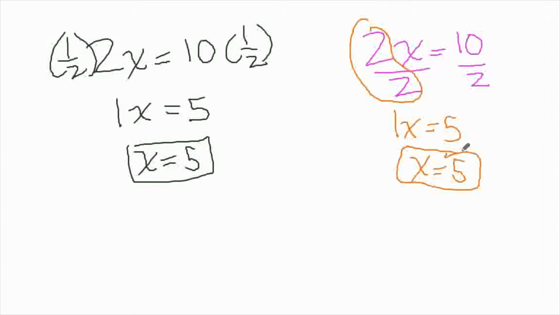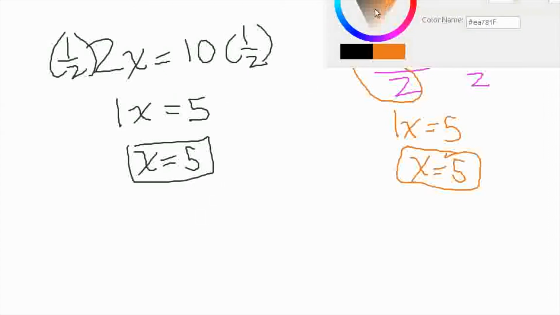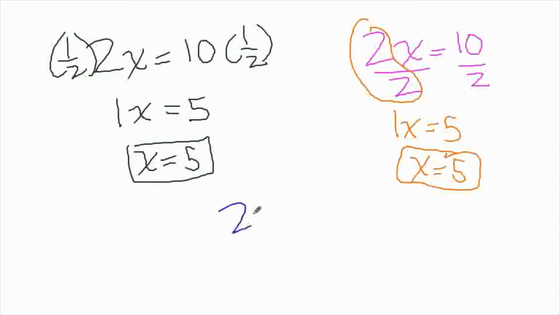Now, I would remind you that you can check your solutions by plugging it in to the original equation. The original in this example was 2x equals 10, and indeed if you multiply 5 by 2 you get 10, so we know that that's correct. Alright, let's do a few more examples.